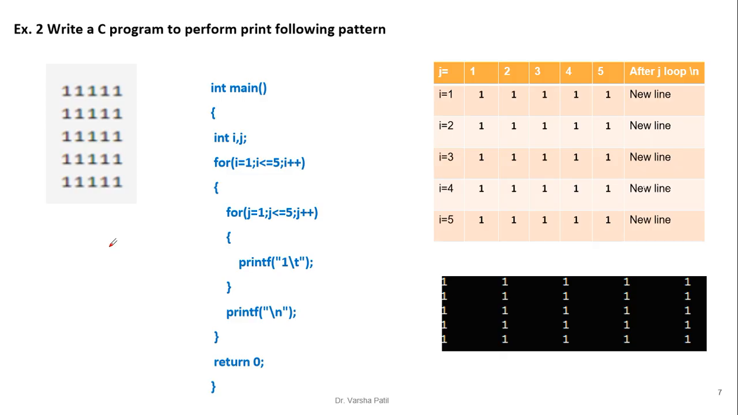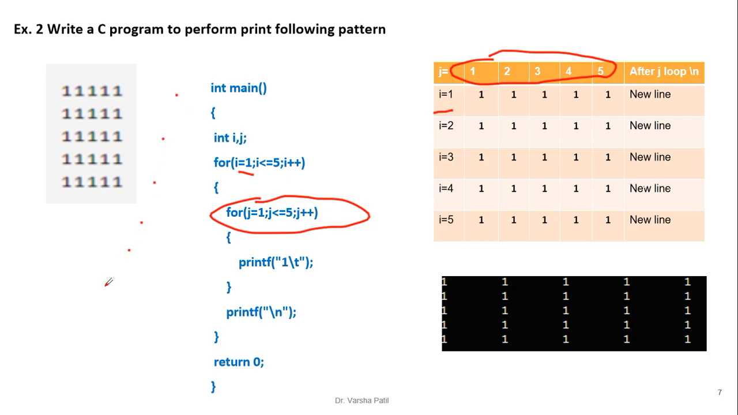Now the same program, only instead of a star we are printing 1 here. Now you can observe the program. One more care you have to take: if you use slash n here, what will happen? Every output will come on a new line, so there is no pattern at all. So you need to check where to use the slash n.